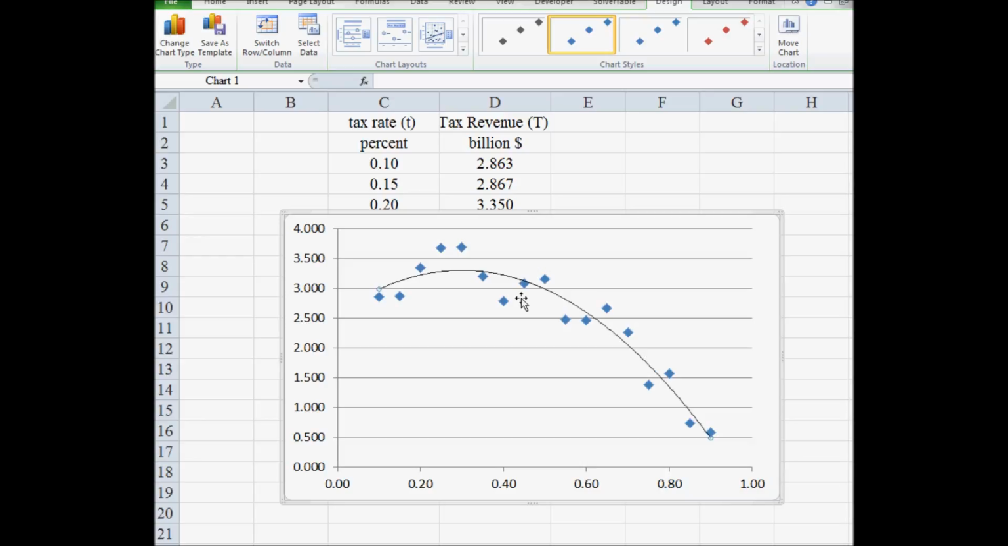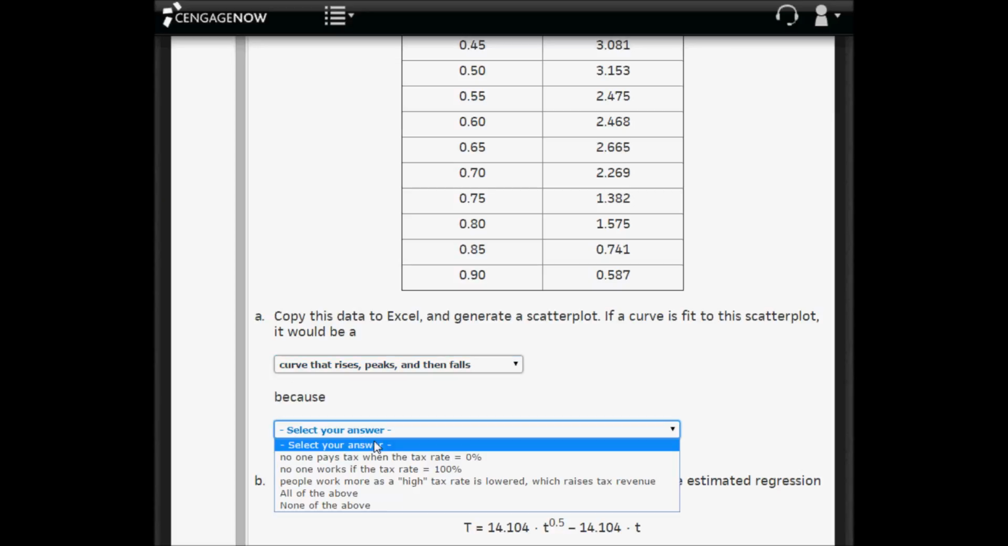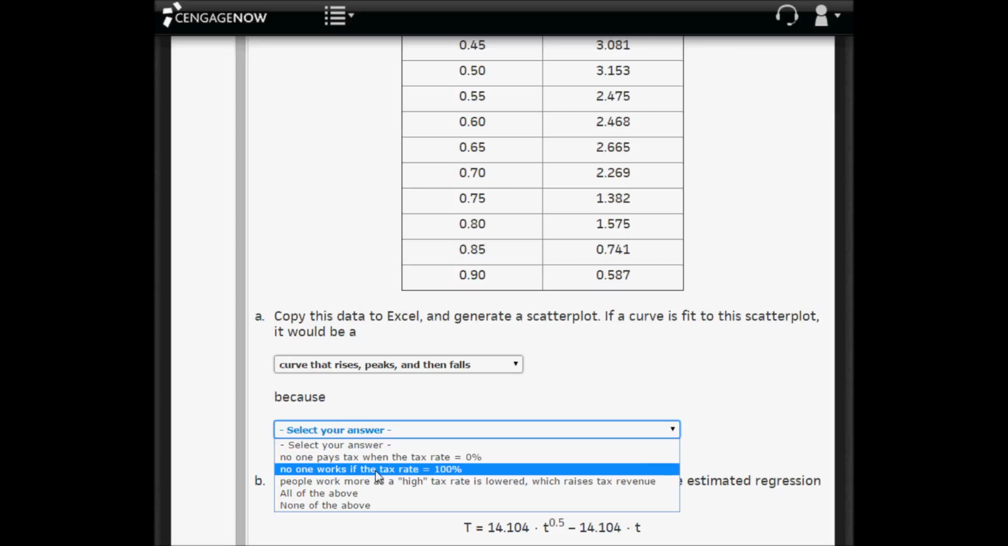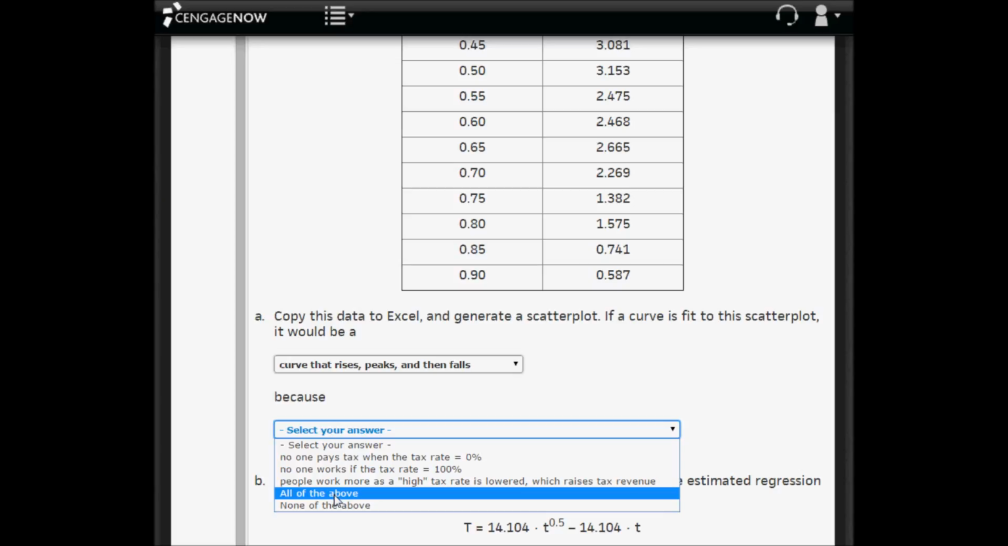And this relationship between a tax rate and the revenues that it generates is called the Laffer curve. It would be a curve that rises, peaks, and then falls. Because no one will pay taxes when the tax rate is 0%. No one works if the tax rate is 100%. People work more as a high tax rate is lowered, which raises tax revenue. All those statements are true, so all of the above.